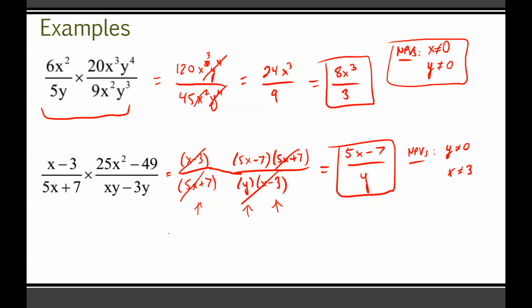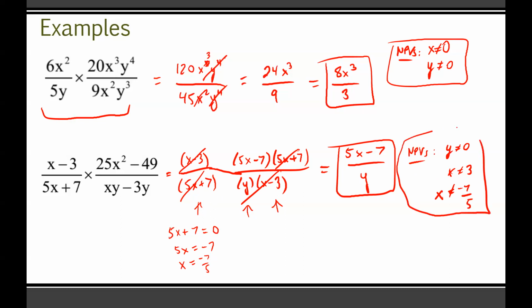Again, that might be a little bit more tricky for some of us. So you can write just separately here. You can say 5x plus 7 equals 0. Minus 7 over, this gives us negative 7. Then divide by 5. So x is negative 7 over 5. I'll write that over here. x cannot equal negative 7 over 5. There it is. All right. So there's our NPVs. We've listed them. We're good to go. That's it for multiplying. That's really all there is to it.